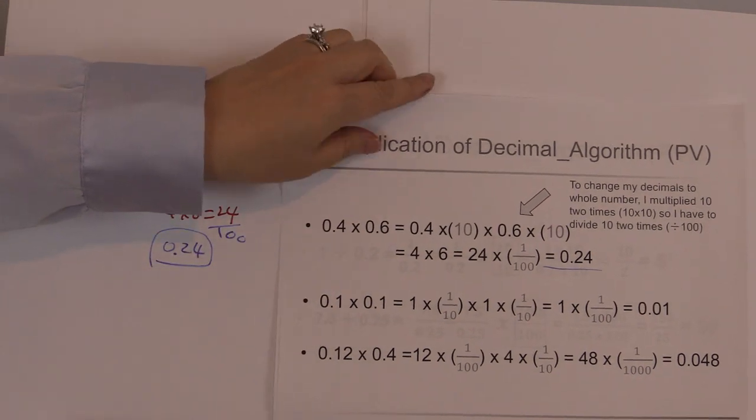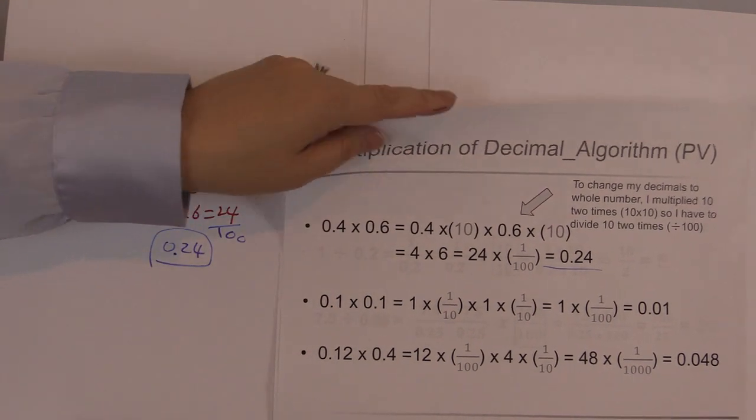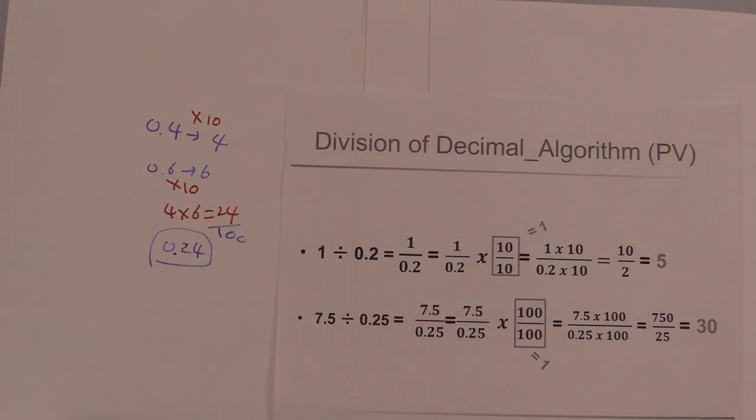Then why don't we do the same thing for division? Have you thought about that? For division, we don't do it. We just change to the whole number. That's the answer. How is that possible?